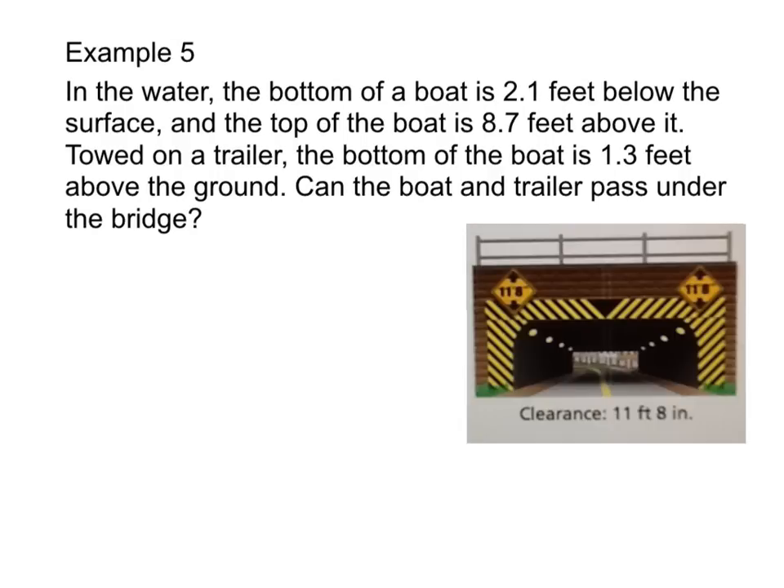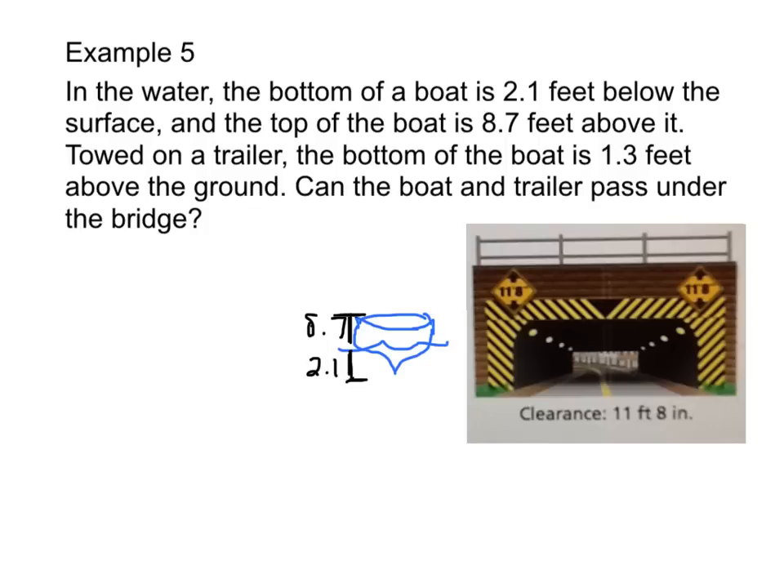Now, I'm going to make a picture. You don't have to do this, but if it helps you, then do it. So here's my boat. Now, this is really a bad boat here. This is looking at it from the front. Now, in the water, so here's my water. The bottom of the boat is 2.1 feet below the surface. And the top of the boat is 8.7 feet above it. So I need to find the distance from here to here.